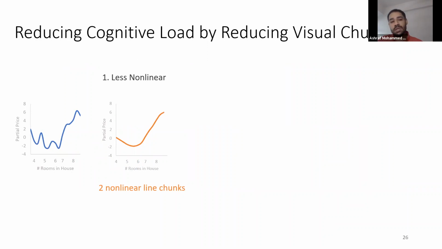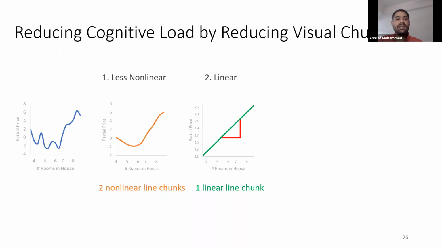And the first way that we just saw of doing that was by reducing the nonlinearity. What we could also do was just make the line completely straight, right? And in which case there's just one linear line chunk that the user needs to see. And this is much faster to read. Now the salient information in a line is the slope. So we could also represent a line as a lollipop bar such that the influence value was same as the slope of the line, and a lollipop bar is much faster to read.